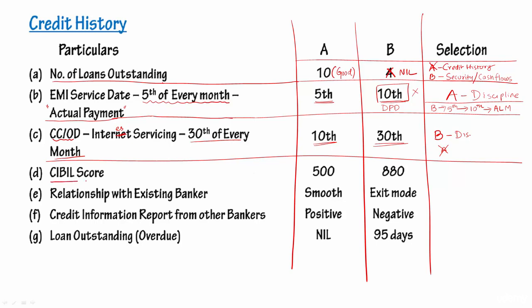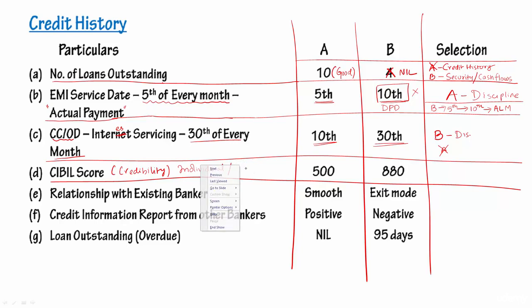Next, let's look at the CIBIL score. What is a CIBIL score? The CIBIL score is the score which reflects the credibility of loan applicants. This CIBIL score will be there for each and every individual, and we also have CIBIL parameters for corporates or business entities.